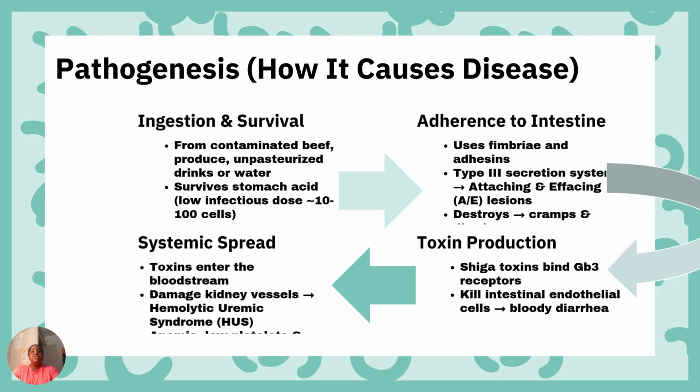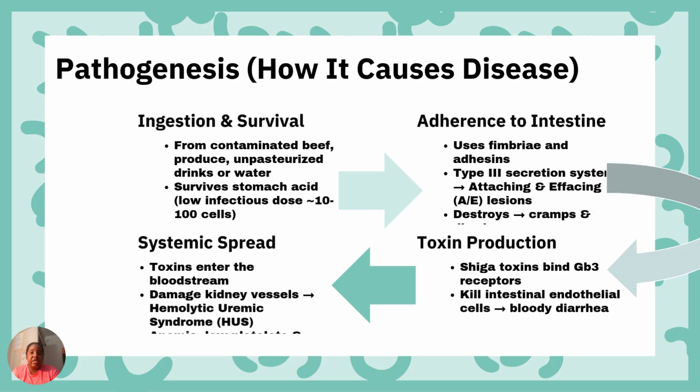Now let's look at how it causes disease. It causes disease by first exposure. The infection is followed by the ingestion of contaminated food or water, such as undercooked beef, leafy greens, or unpasteurized juices. Escherichia coli has acid-resistant systems that allow it to survive gastric acidity, so as few as 10 to 100 organisms can cause disease. After incubation of about 3 to 4 days, the patients begin to develop abdominal cramps and watery diarrhea. The diarrhea may progress to bloody diarrhea.